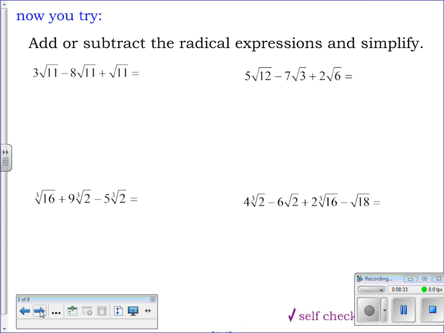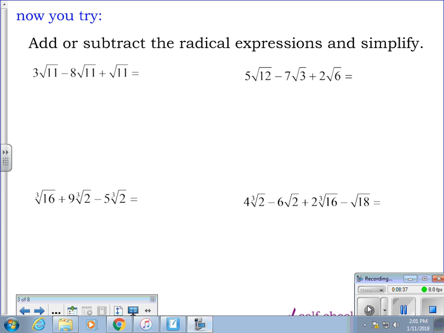Your turn. Okay. So the first one, it's easy because they're already like radicals. Just add them together. 3 root 11 minus 8 root 11s plus 1 root 11. How many root 11s do I have? 3 minus 8 is negative 5. Negative 5 plus 1. I have negative 4 root 11s. I owe somebody 4 root 11s.